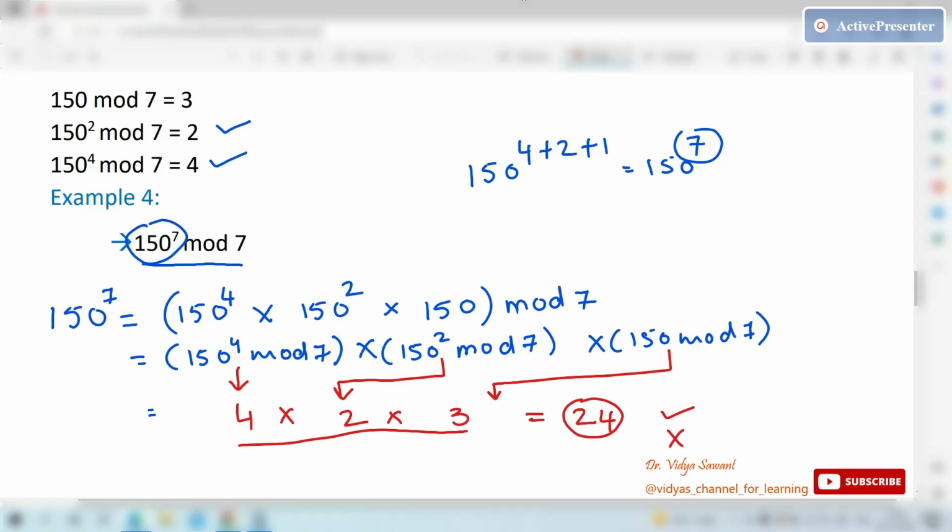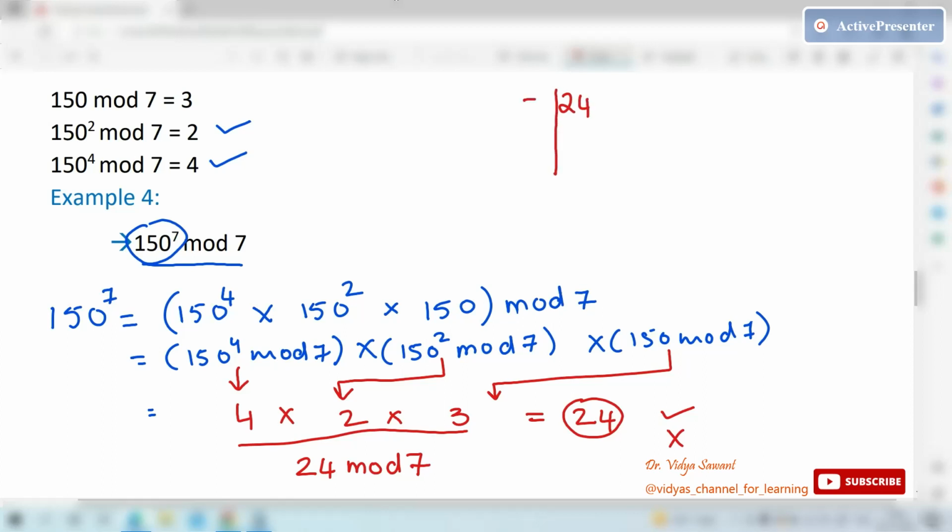So therefore you have to again perform 24 mod 7. Now how do we perform 24 mod 7? Every one of you knows very well. You have to take 24, divide it by 7. As you know, 7 into 3 comes out to be 21 and the remainder you get is 3.